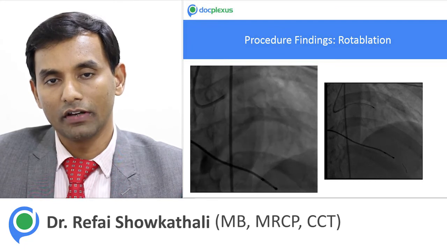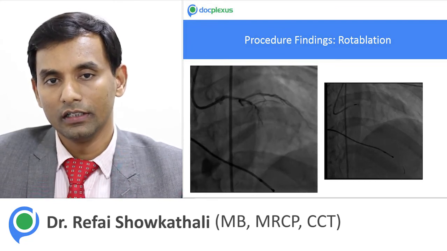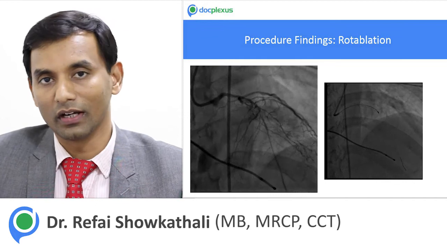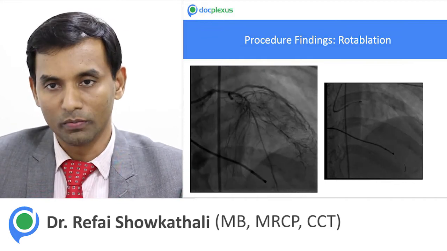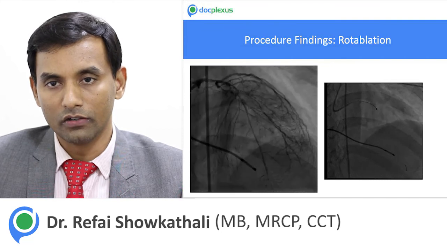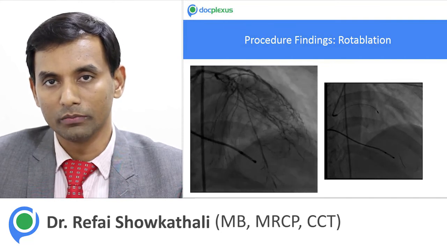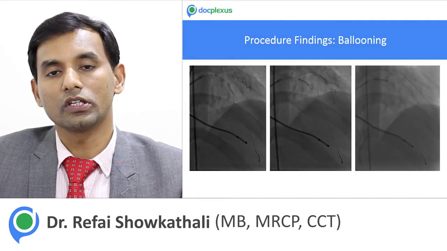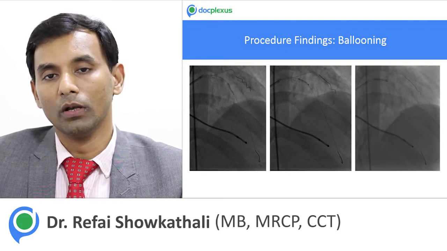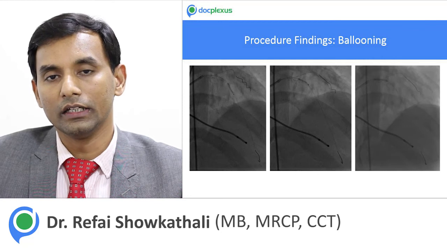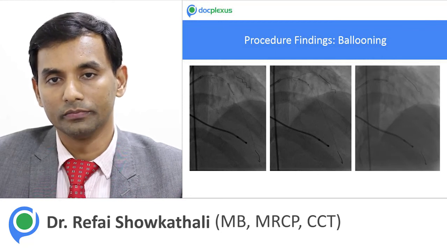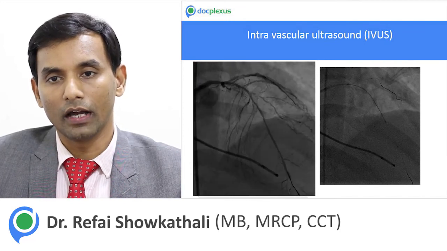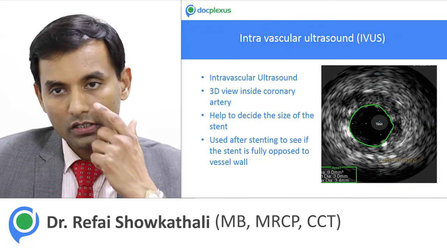A 7 French sheath was inserted into the right femoral artery, and a 7 French EBU 3.5 guide catheter was used, and the rotablation was performed as you can see in the video. It's a high-speed drilling technique, removing the calcium in the coronary arteries. Once we had done the rotablation, there was enough room for us to manipulate our balloons, so we did a balloon angioplasty from the mid-LAD to the proximal LAD and to the left mainstem. Then we underwent stenting of the left anterior descending artery with a 3.5 by 18 millimeter stent initially, and then another.